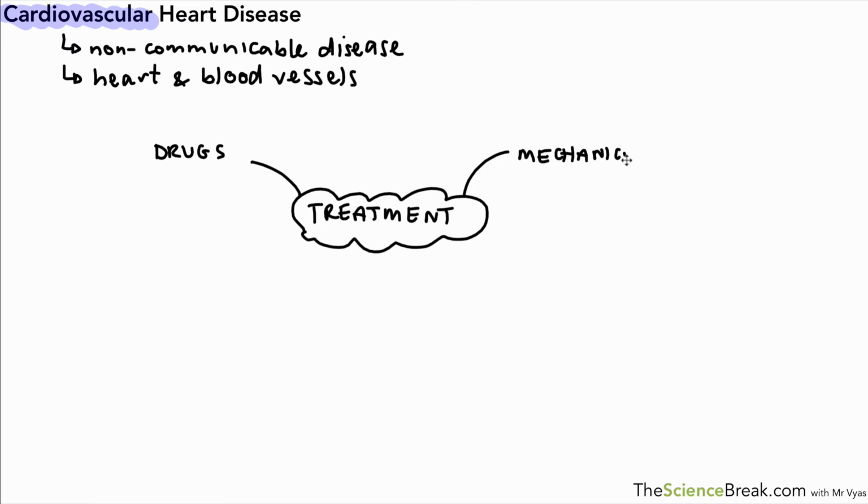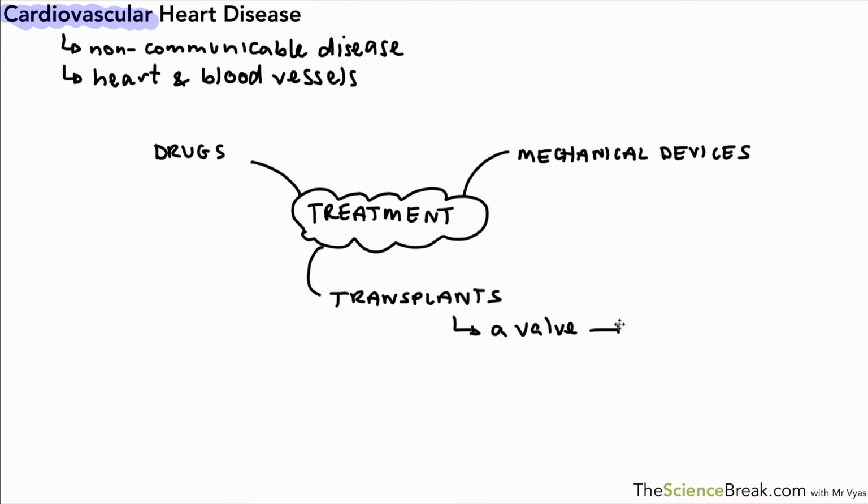Sometimes even the whole heart can be replaced with a mechanical device, an artificial heart. The last one is the use of transplants. So actually taking and replacing the heart, or in fact the heart and lungs. That could be anything from replacing a valve all the way up to the heart and all of the lungs.